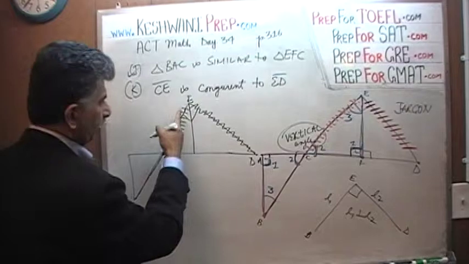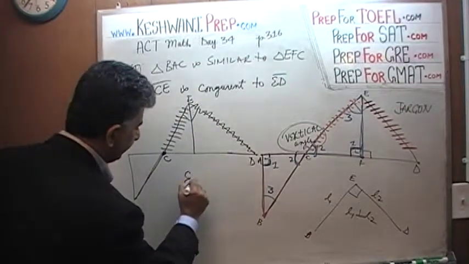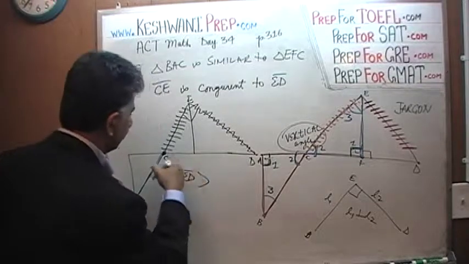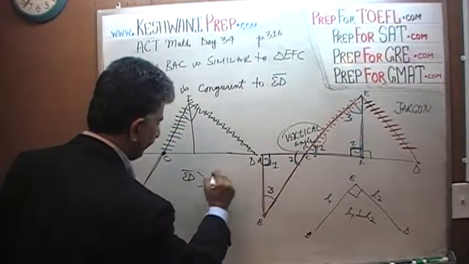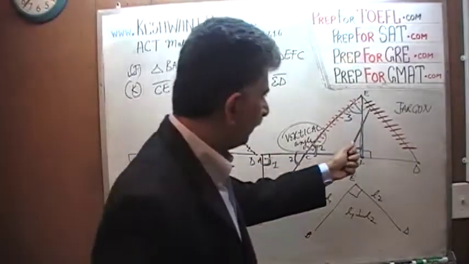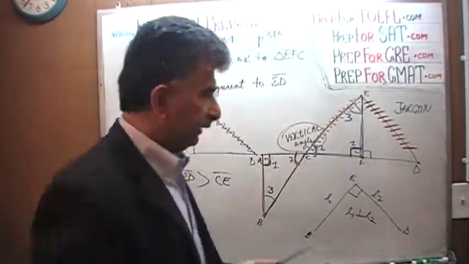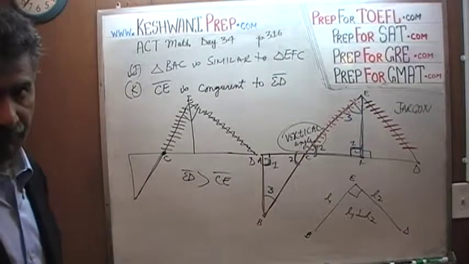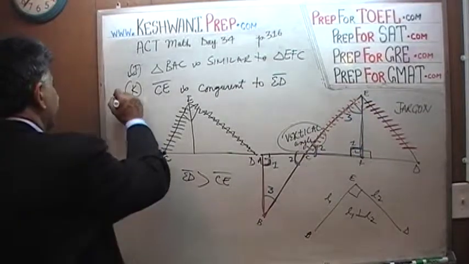We can clearly see that E to D is larger than C to E. They are not equal to each other here. If we just extend out this line, we'll be dealing with this situation, and they do not need to be equal to each other, and therefore the answer is K.